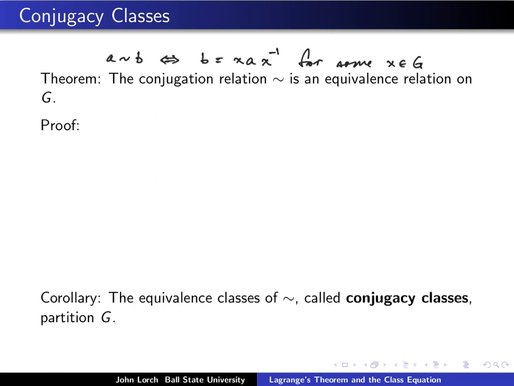Okay, now to prove this relation is an equivalence relation on G, remember there are three things we need to do. The first is we need to show that the relation is reflexive. Right, so any A is equivalent to itself because you can always write A as E times A times E inverse.